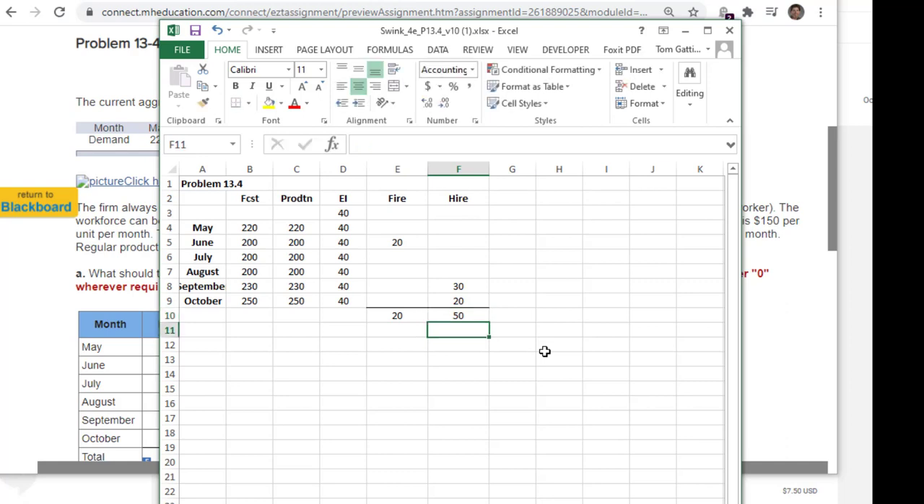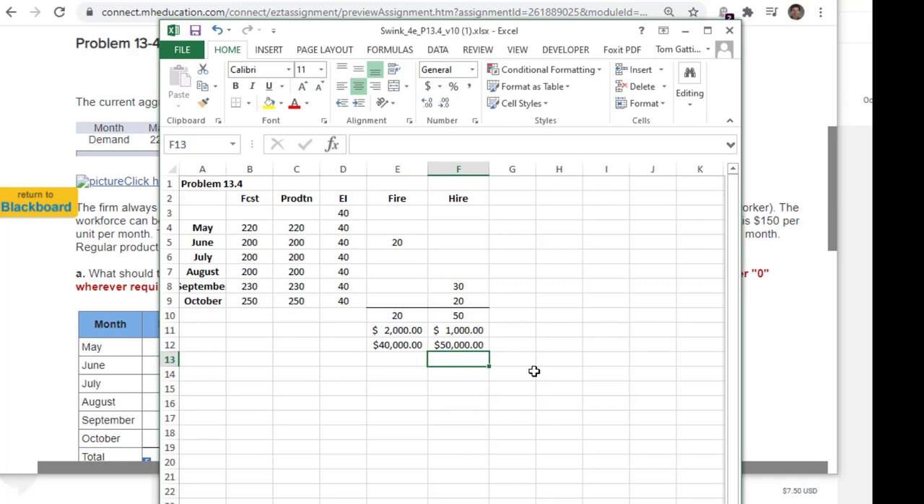The problem said that it costs $2,000 to fire a worker and $1,000 to hire a worker. So you can just multiply that through. That would be $40,000 of firing costs and $50,000 of hiring costs for the plan.